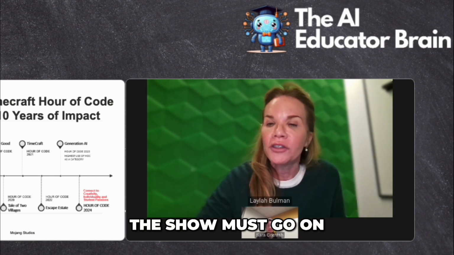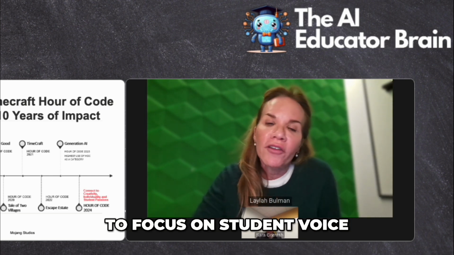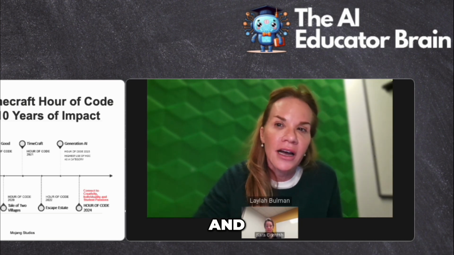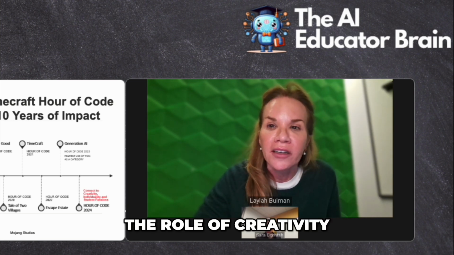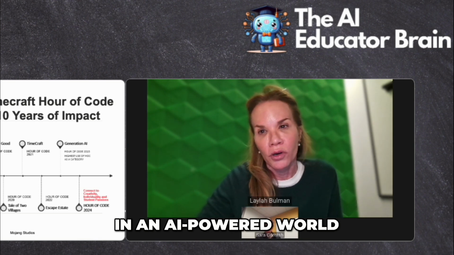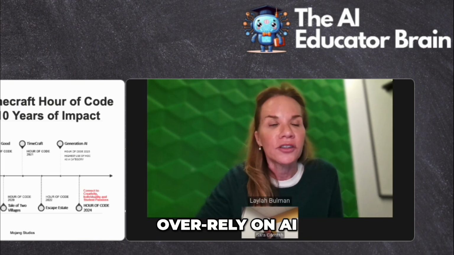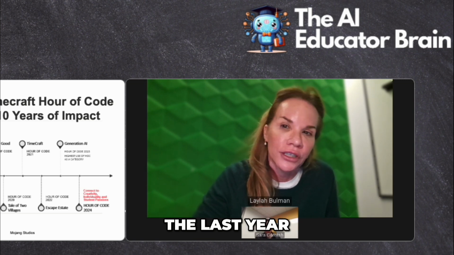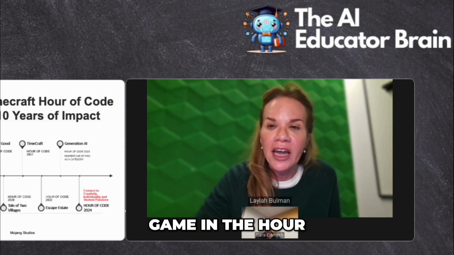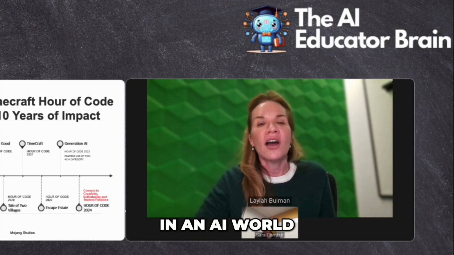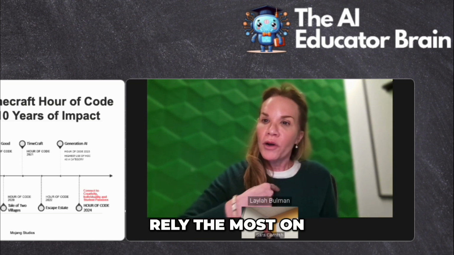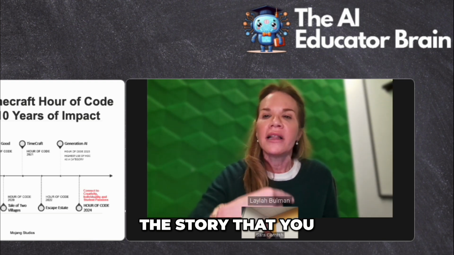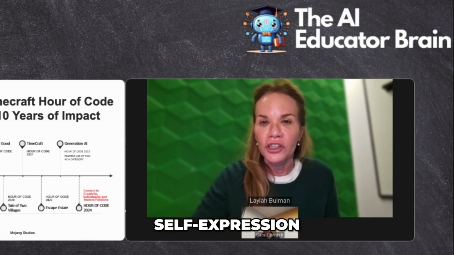This year's game, The Show Must Go On, frankly, I really wanted to focus on student voice, student agency, and the role of creativity in an AI-powered world. It's so easy to over-rely on AI. We've seen it already in the research in the last year. So I wanted to make a game in the Hour of Code this year where, in an AI world, you want to rely the most on yourself and your creativity and the story that you want to tell, self-expression.